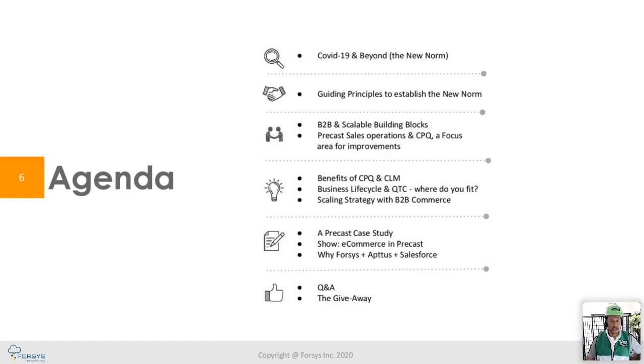Okay. The next piece that we'll do is go into a brief look at the benefits of CPQ and CLM. Mark will cover that, and we'll go into the life cycle. There are many pieces of the puzzle in the enterprise life cycle for what we call the middle office. Mark will go into that.